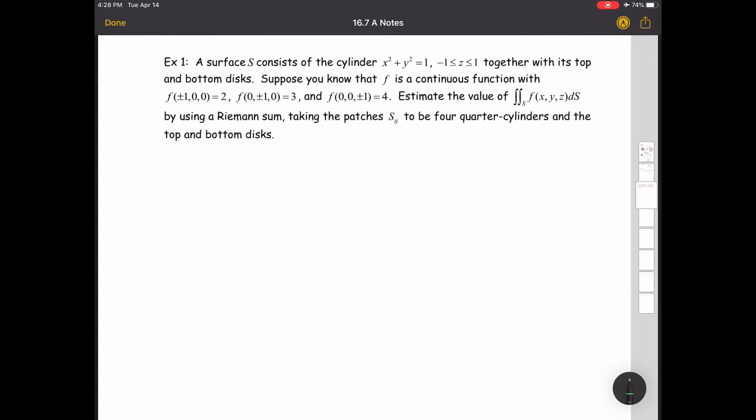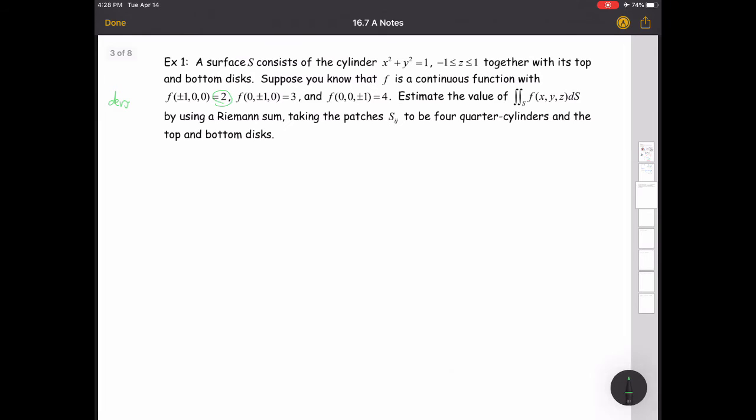What they're giving us here is that at some specific points, it looks like 6 different points, basically the point 1, 0, 0 or -1, 0, 0 is 1 unit out on the x-axis with no height and no y value, and they're telling us that that value is 2. Now whatever this represents, maybe it's some kind of a density function or something like that, they're not really telling us.